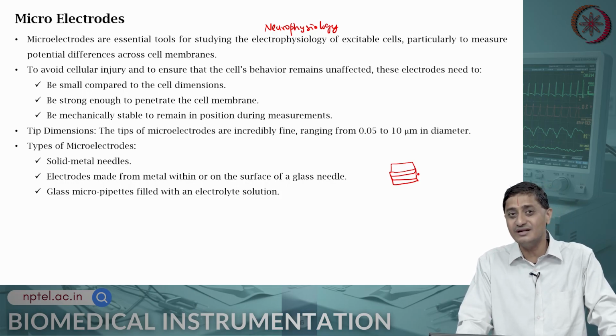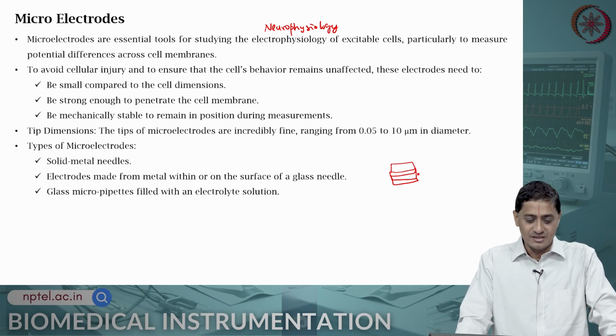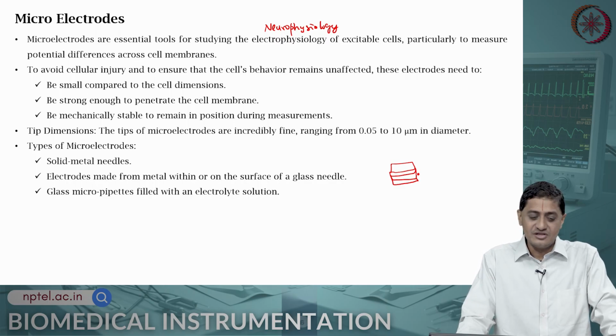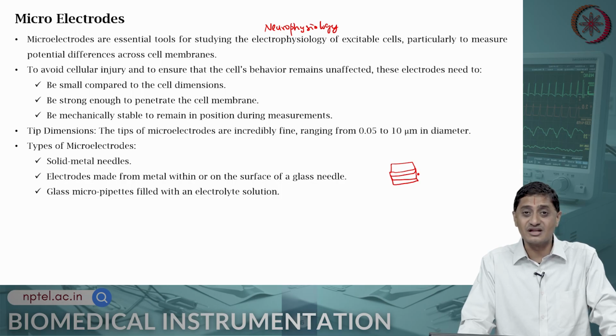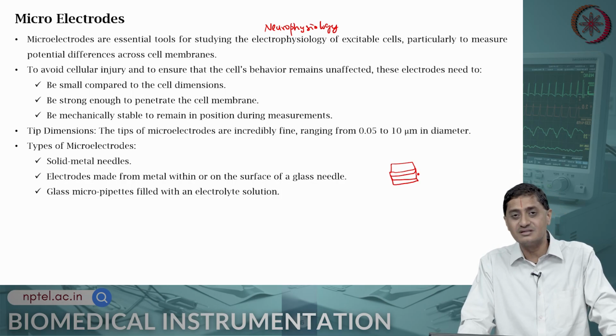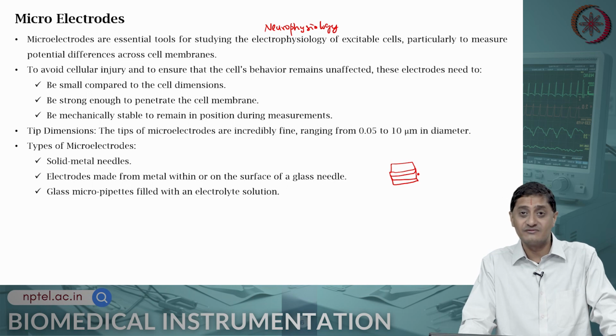So, you are looking at nano scale. This is necessary to avoid injury to the cells, because if you injure the cell, then it is not clear what it is that you are measuring. So, that cell's behavior is not affected by the recording. Any method that you use to record should not affect the phenomenon that you are attempting to record, very critical.